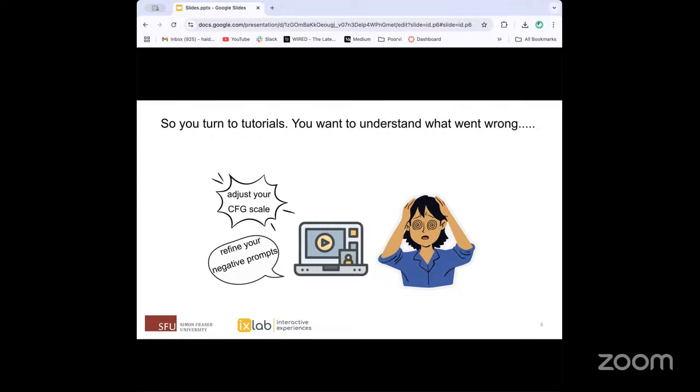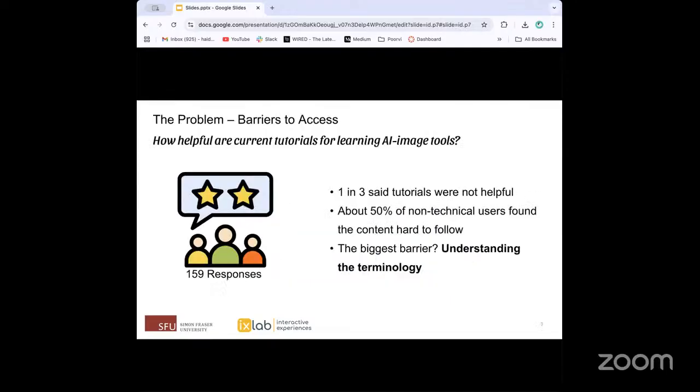We saw talented creative people who turned to tutorials for help, only to crash into technical walls built out of terminology that assumes everyone speaks fluent machine learning. And it turned out this wasn't just one person's frustration. We surveyed 159 creatives to figure out one key question: how helpful are current tutorials for learning AI image tools? And 1 in 3 said the tutorials were not helpful. Life was even harder for those without any technical background. About half of the non-technical users found them overwhelming.